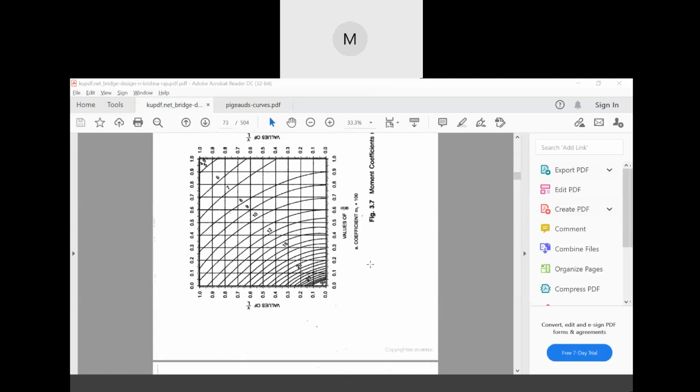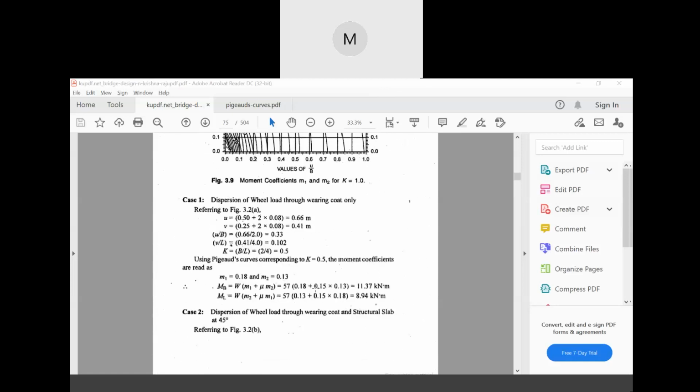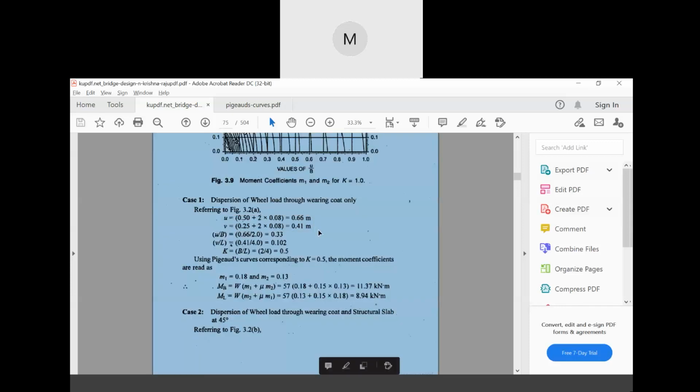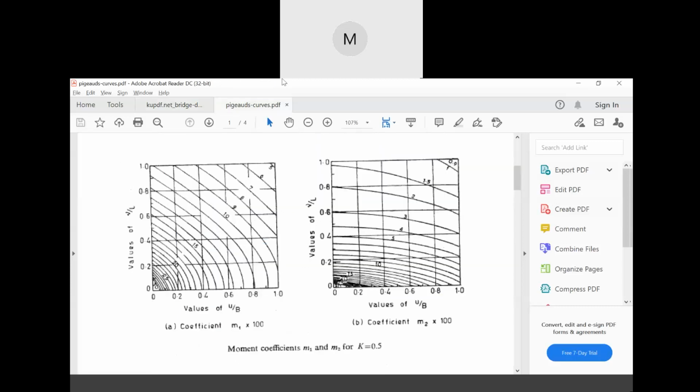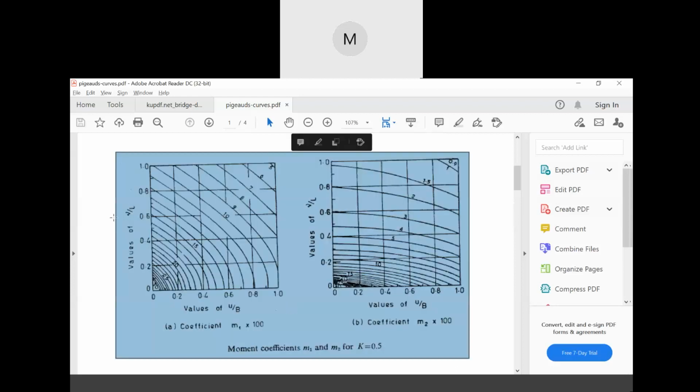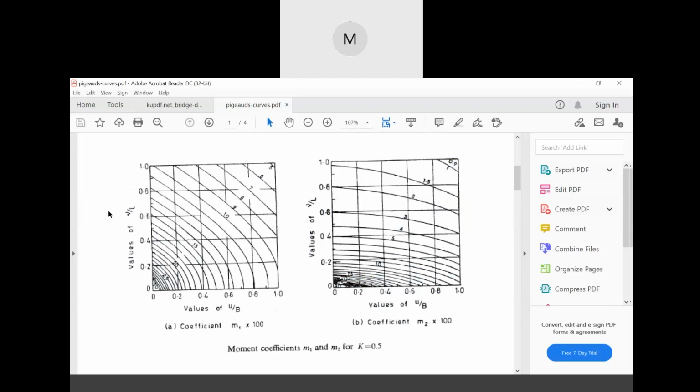Now look, you are done with this, right? Up to this point is over. This is only one part. U and V we found out. Now we'll have to find out u by b and v by L. In Pigeaud's curve, it is given in terms of u by b and v by L. This is the main purpose behind finding out small u, small v, then small u by b, small v by L. Is it clear?